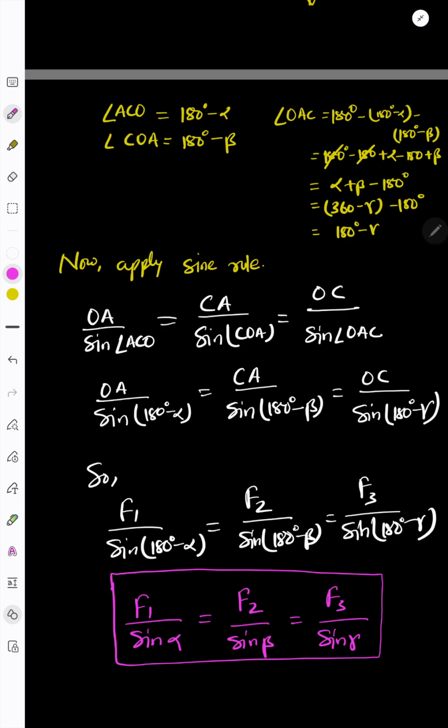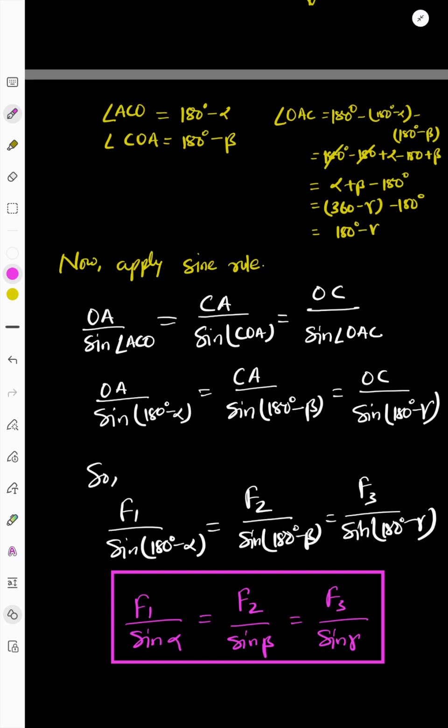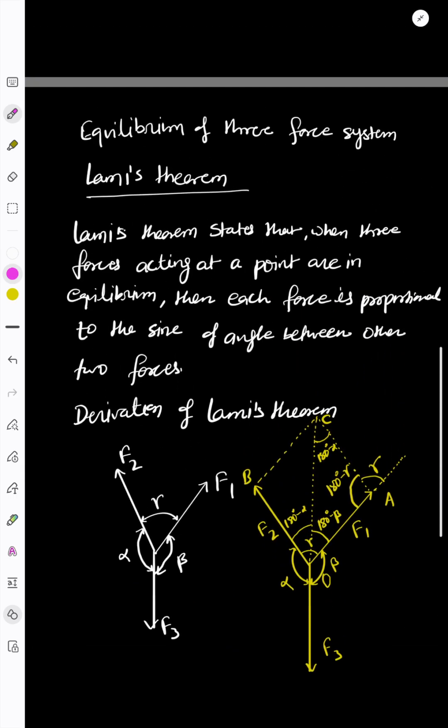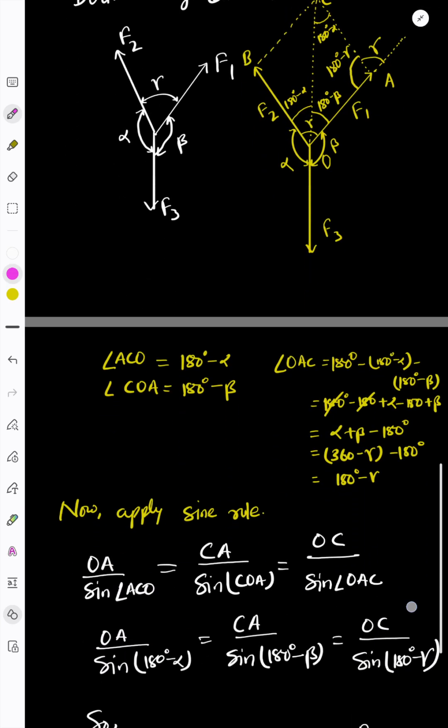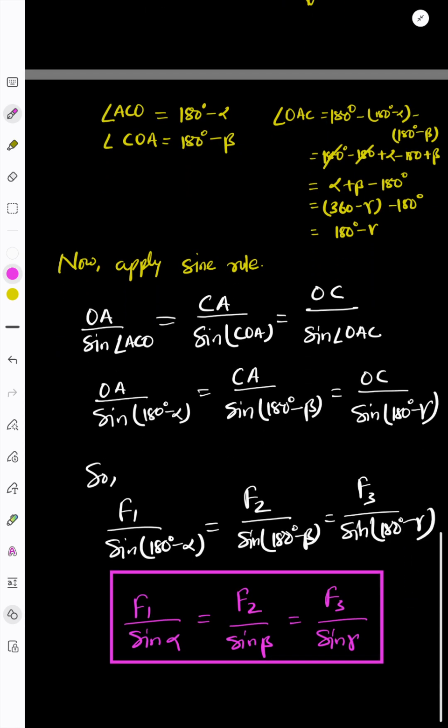So this is now proven, and this will be the final expression using Lami's theorem. It is only applicable when there are only three forces acting at a point, that is, coplanar and concurrent forces. For that case we'll apply this expression. Wherever we have numerical problems having three forces, we can apply this.